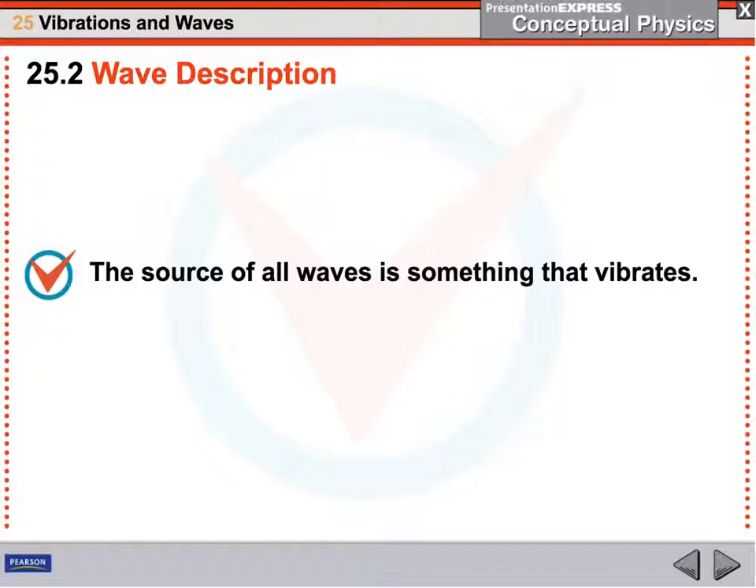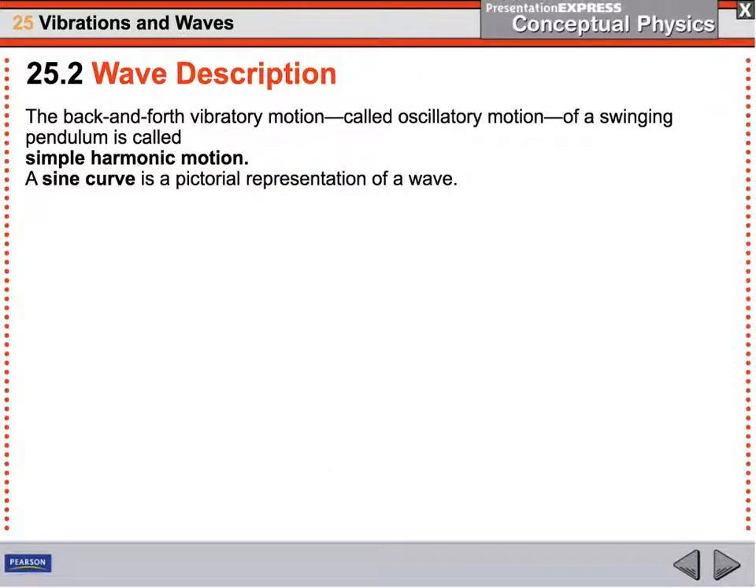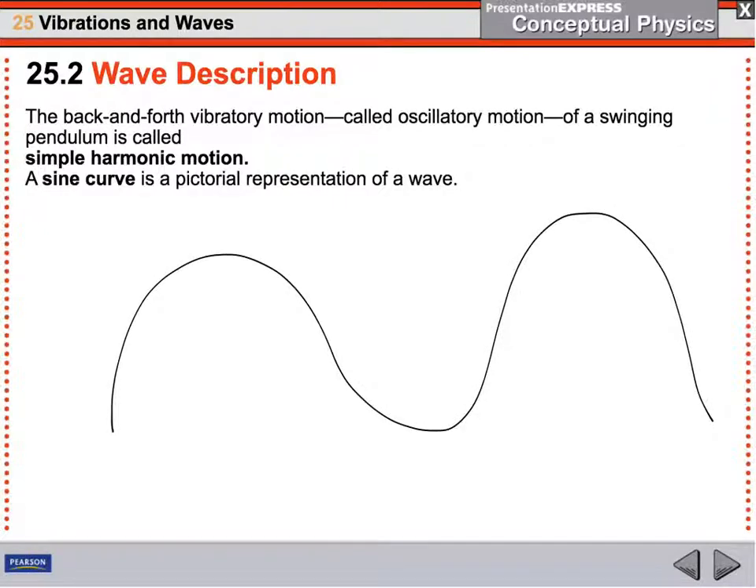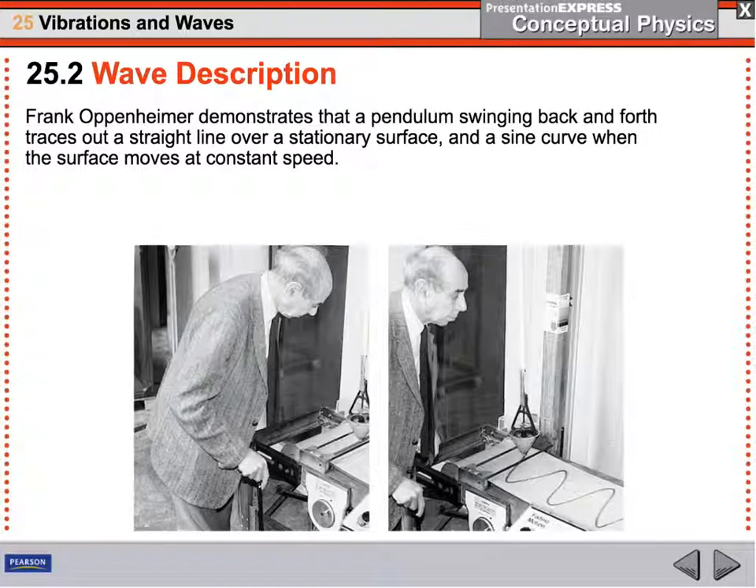Alright, the source of all waves is something that vibrates, and that's very important to us, but we're going to talk about vibrations a lot in this unit. The back and forth vibratory motion, called oscillatory motion, of a swinging pendulum is called simple harmonic motion. A sine curve is a very good pictorial representation of this kind of motion. Frank Oppenheimer demonstrates that a pendulum swinging back and forth traces out a straight line over a stationary object and a sine curve when the surface moves at constant speed.